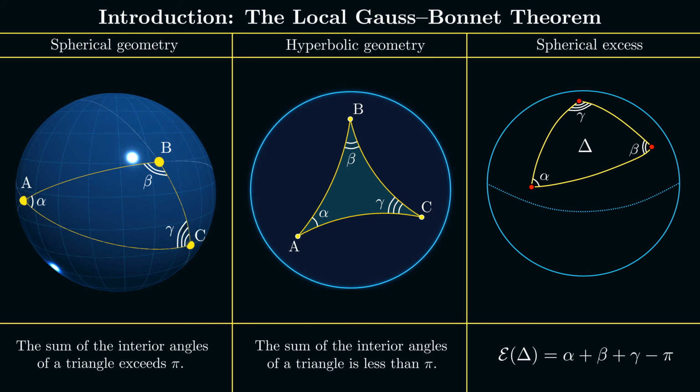The difference between the sum of the triangle's angles and pi is called the angular excess. It turns out the angular excess has a profound geometric meaning. It measures not just the deviation from Euclidean geometry, but the total curvature accumulated inside the triangle.